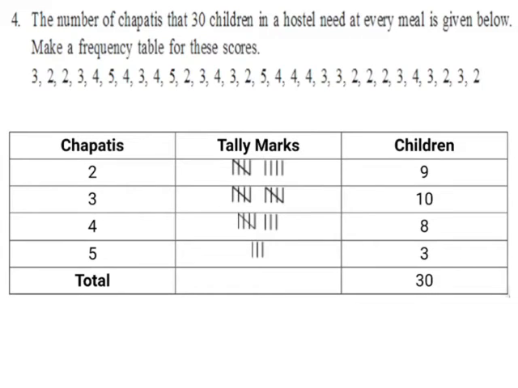Now, last example of this practice set. The number of chapatis that 30 children in a hostel need at every meal is given below. Make a frequency table for these scores.